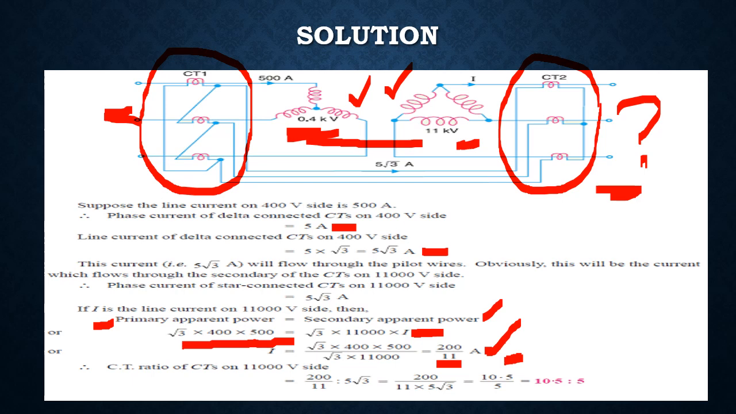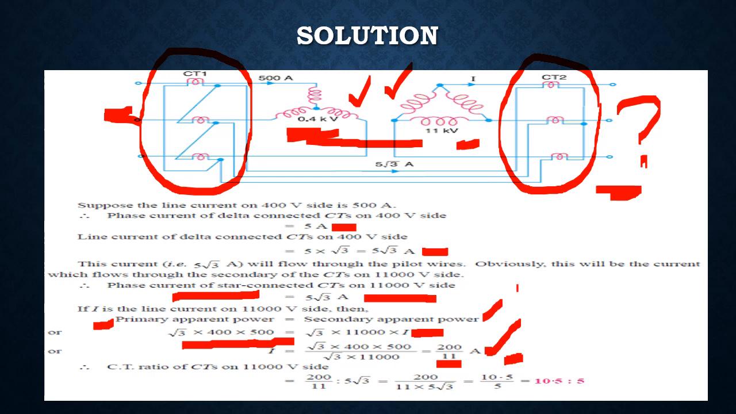So obviously this will be the current which flows through the secondary of the CTs on the 11,000 volt side. But on the 11,000 volt side the CTs are connected in star. In the case of star connection, line current is equal to phase current. Therefore the phase current of star connected CTs on the 11,000 volt side is 5 root 3 amperes. This 5 root 3 amperes is nothing but the secondary current of CTs which are placed on the 11,000 volt side.